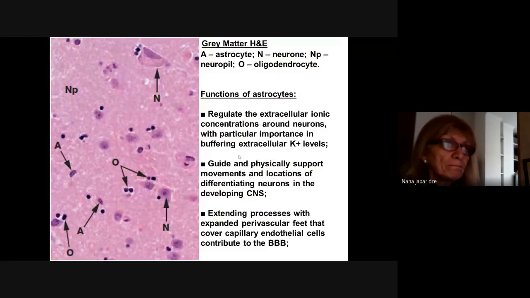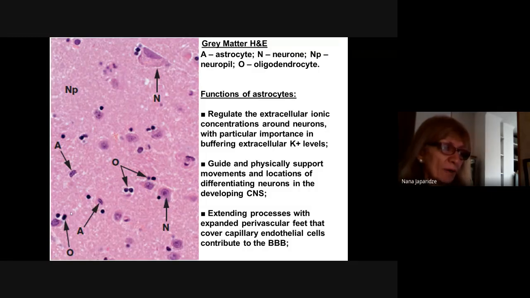So here you see the gray matter again, and you see the astrocytes. Look, this one, and these are oligodendrocytes.